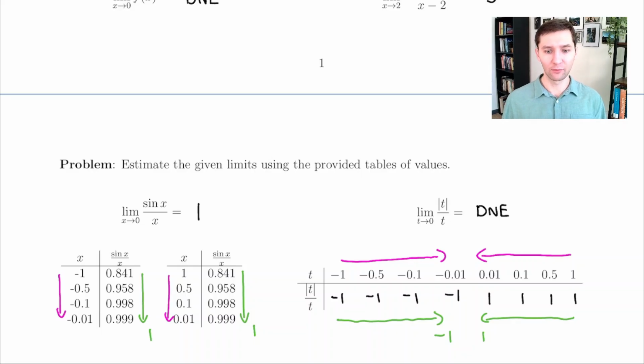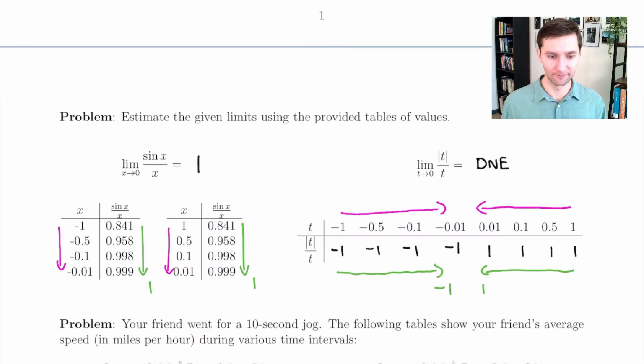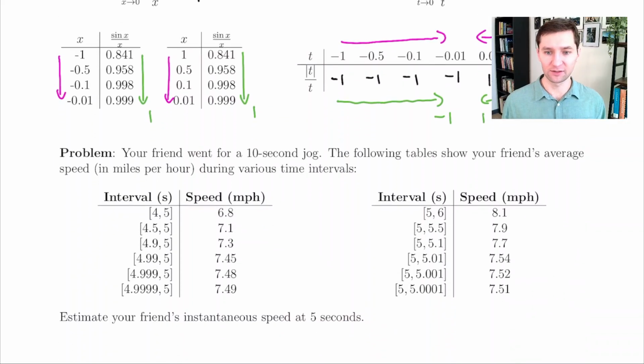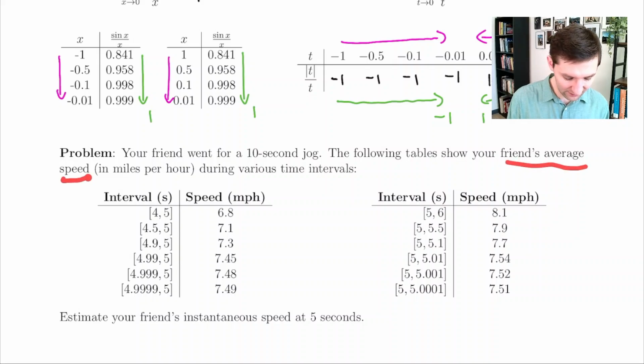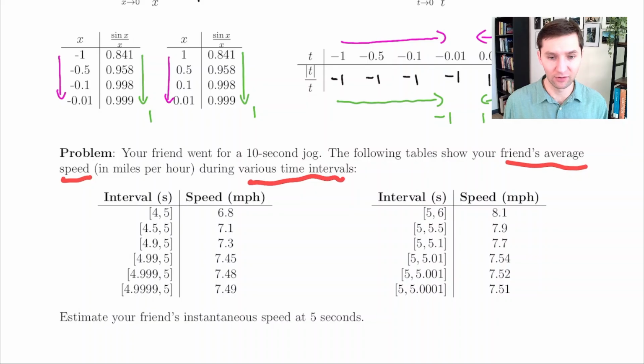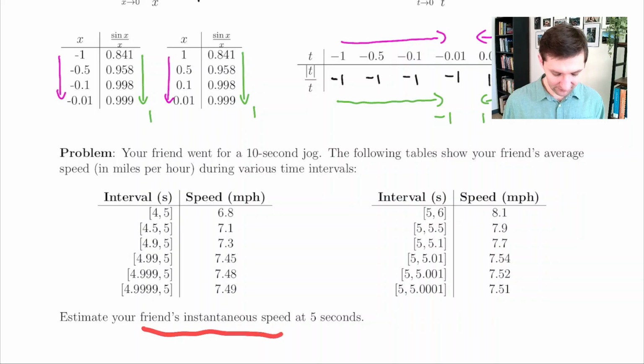I have one more exercise for us. If you would like to try this problem on your own, this will be again a good time to stop the video. Your friend went for a 10-second jog. Now I give you two tables that show your friend's average speed during various time intervals. And I want you to estimate your friend's instantaneous speed at 5 seconds.